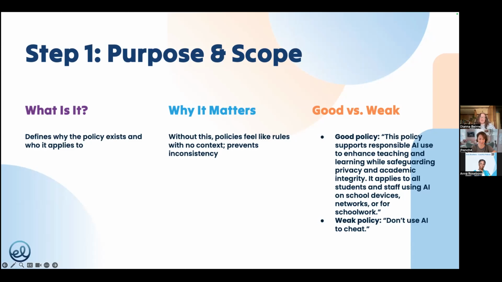You want to know that defining the purpose and scope essentially sets the foundation for the entire AI policy. When everyone clearly understands why the policy exists and who it applies to, it builds trust by showing that expectations are fair, and it ensures consistency. Students and staff receive the same guidance across classrooms, and it creates a shared commitment to using AI responsibly across the whole school community.